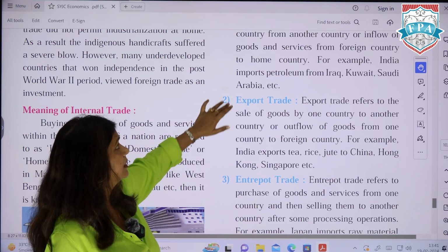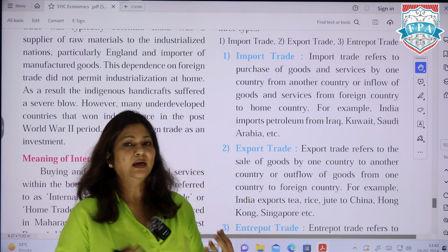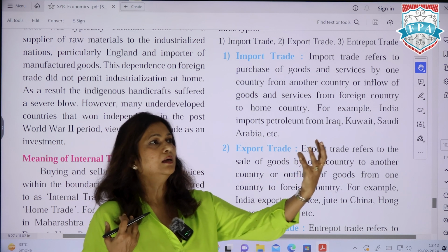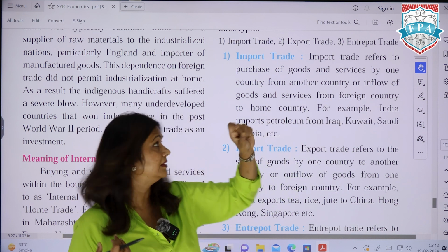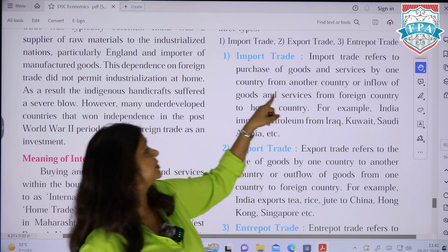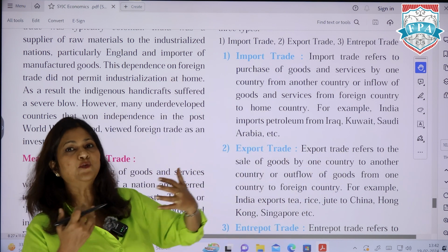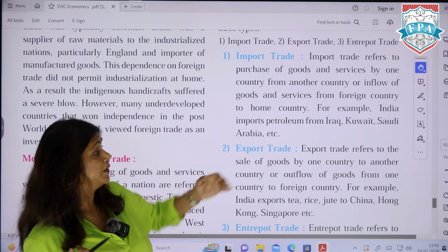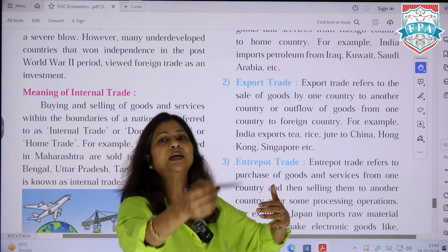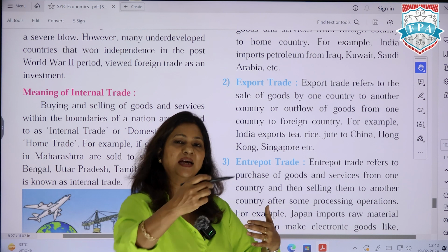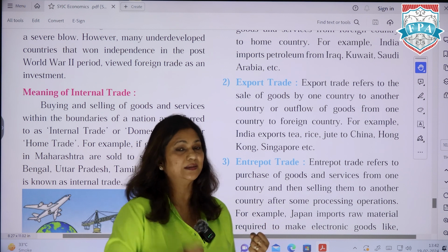ये है क्या? Import is when you are buying from the other country. I'm talking about India specific. If I'm buying goods or services from a foreign country, let's say from UK, then that will be import. So purchasing goods and services from another country is import. It is inflow of goods and services into the country. Export is the opposite. Export would be selling goods and services from our country to the other country. Like India बेच रहा है, sell good कर रहा है UK को, तो वो export हो गया. तो import मतलब goods खरीदना, export मतलब goods बेचना.